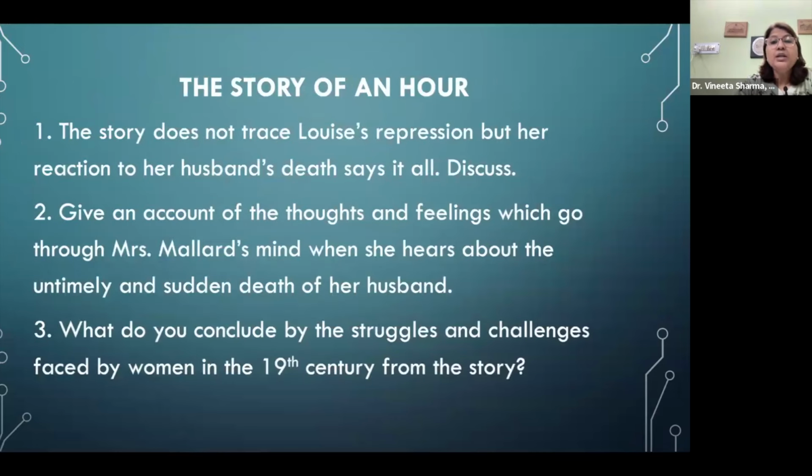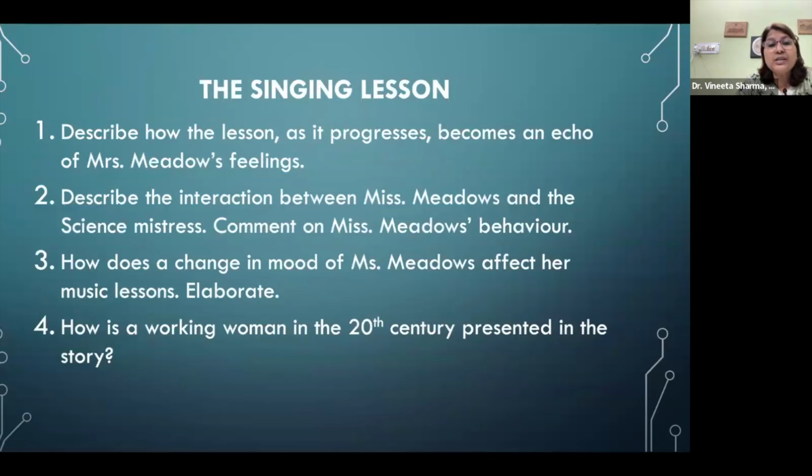from this story. Then the story of an hour. The story does not trace Louis's repression, but her reaction to her husband's death says it all. Discuss. Second is give an account of the thoughts and feelings which go through Mrs. Mallard's mind when she hears about the untimely and sudden death of her husband. And third is what do you conclude by the struggles and challenges faced by women in the 19th century from the story?